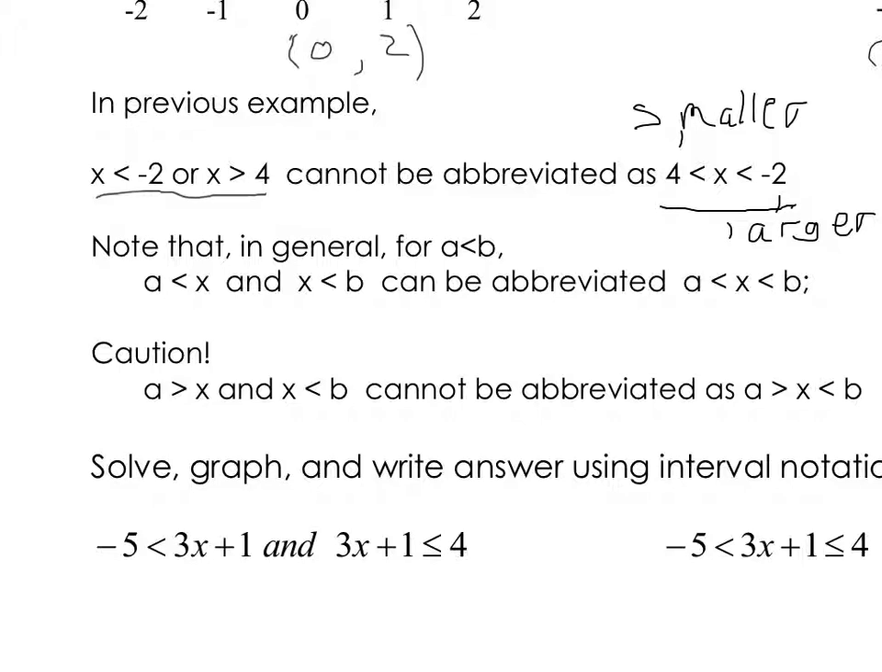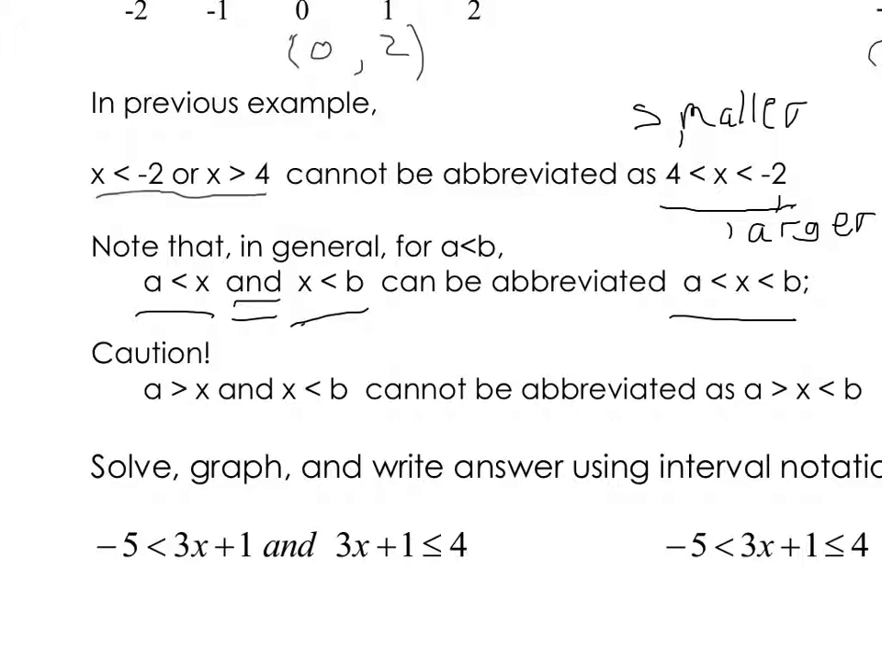So note that in general, for a is less than b, a must be less than x, and x must be less than b. And that can be abbreviated when you're talking about being between two values and it is an and situation, an intersection.